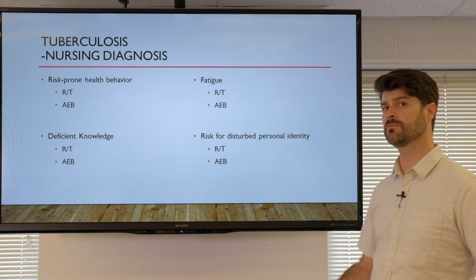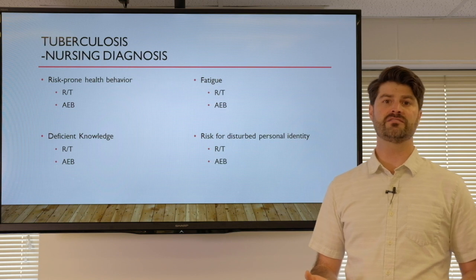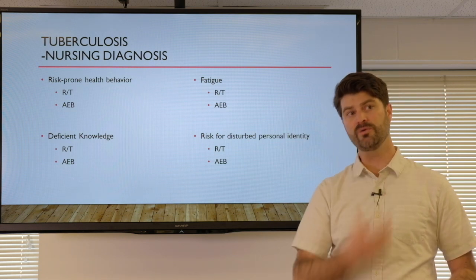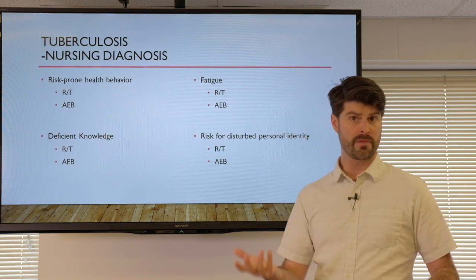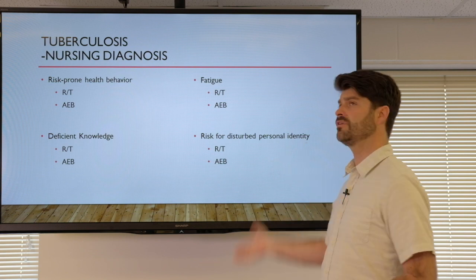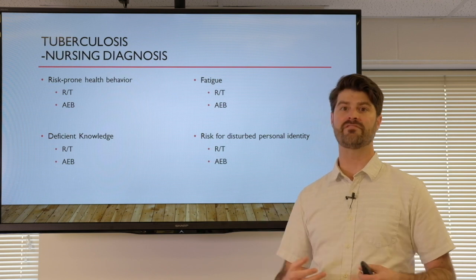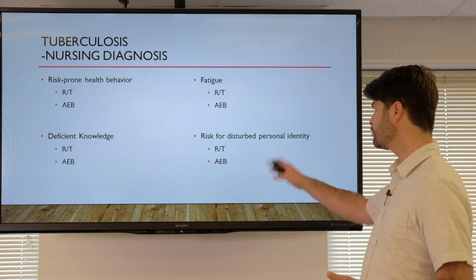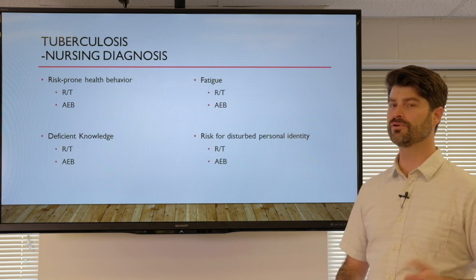And then risk for disturbed personal identity. As part of having an active TB infection, everybody who comes in contact with them has to be wearing an N95 mask or a respiratory mask that's very highly effective. So it can be really frightening if everybody who encounters these patients has to have that level of personal protective equipment in place. So they can really start to feel psychosocially not great about the whole situation.